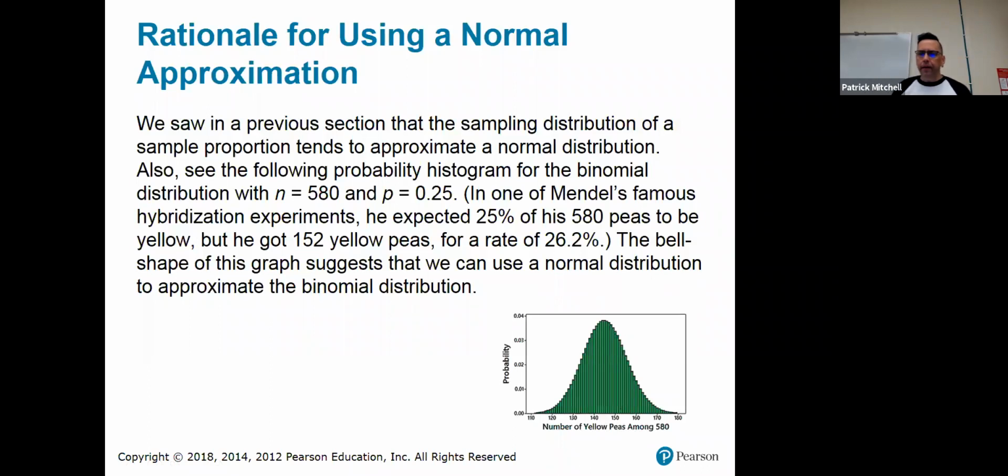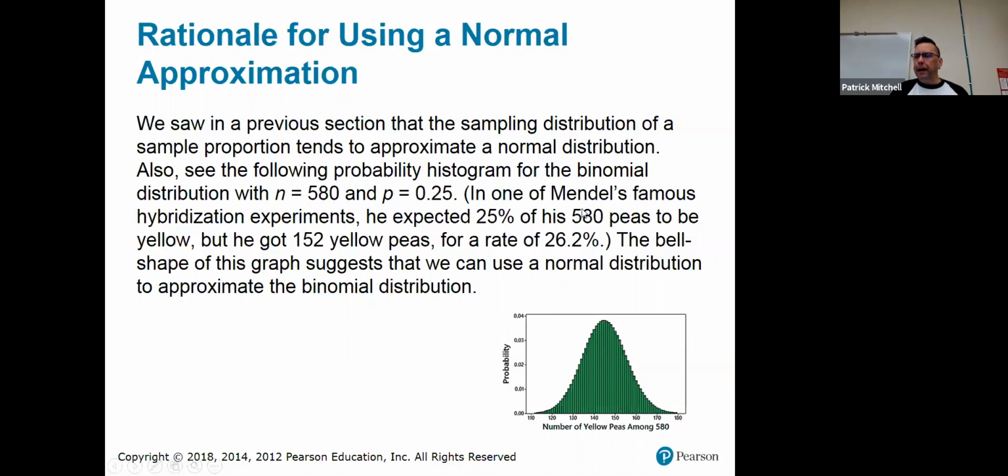All right. So here's an example. I can't remember if we've looked at this example before. It says we saw in a previous section the sampling distribution of a sample proportion tends to approximate a normal distribution. That might have been in section 6.3, actually. I can't remember.